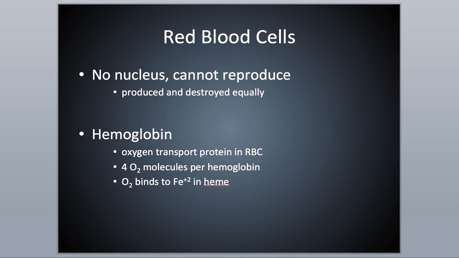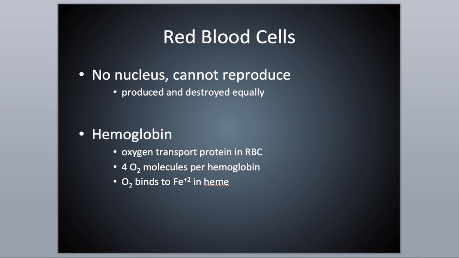Now, looking at red blood cells, because this is kind of a key point in oxygen transport, and what we always talk about with the VO2 and all that stuff. This is how we get the oxygen floating around in the blood. Right? The red blood cells, they don't have a nucleus; they can't reproduce. They're going to be produced and destroyed equally. We're just going to get rid of them, and we're going to make new ones.